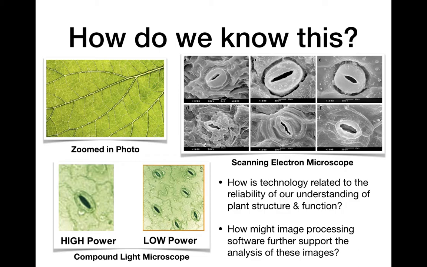We have just a photo that's zoomed in. Then we have a compound light microscope. You can see this in class, this level with the microscopes we have in class. And then an electron microscope, much more detail. So how does the level of understanding change as we improve the technology of our images? Take a minute, pause the video, and think about it.